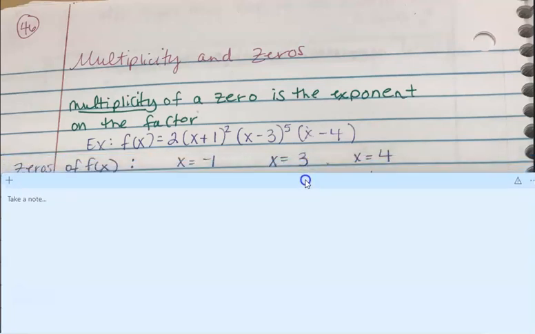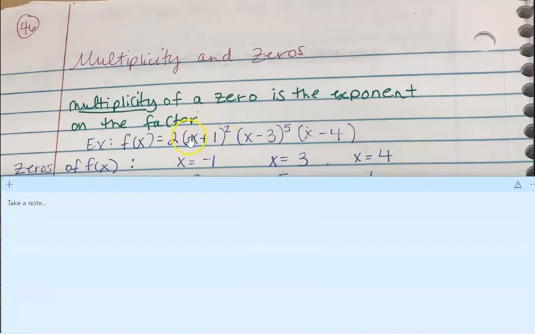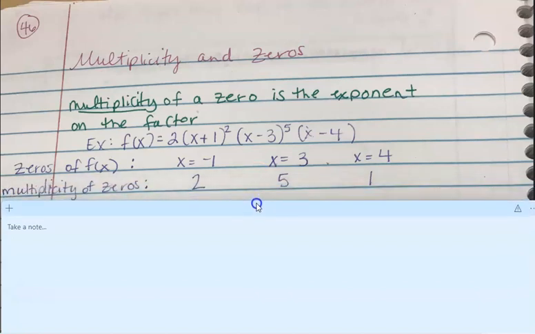And so if I wanted to see the multiplicity, I would take each of the factors and I would find first the zeros. So for x plus 1, the 0 is negative 1. For x minus 3, the 0 is 3. And for x minus 4, the 0 is 4. Now, 2 itself doesn't have a variable attached to it, so it doesn't have a 0 because 2 itself cannot be set equal to 0. And so if I look at the exponents on each of these factors, 2 is going to be the multiplicity of negative 1. 5 is going to be the multiplicity of 3, and 1 will be the multiplicity of 4.